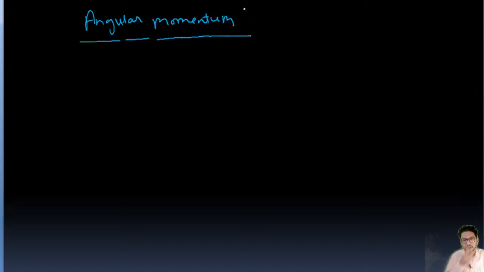Okay, well, so I'm going to start now. This is the 19th lecture of quantum mechanics, and I'm going to discuss angular momentum today. Okay, so angular momentum. We know that L equals r cross p. P is the linear momentum, r is the position vector, right?